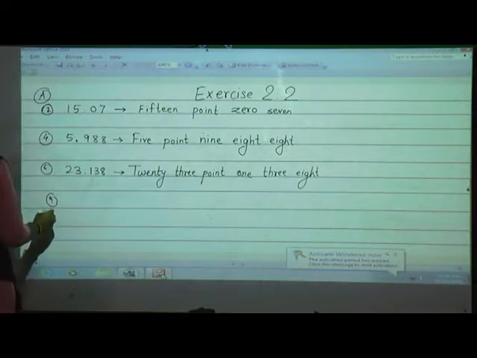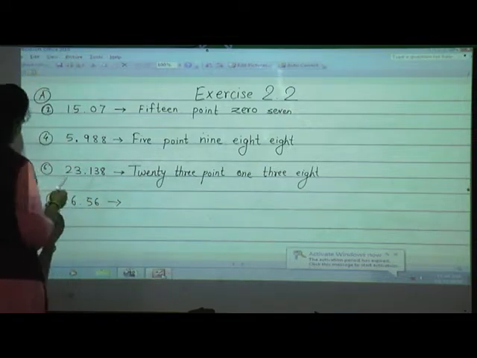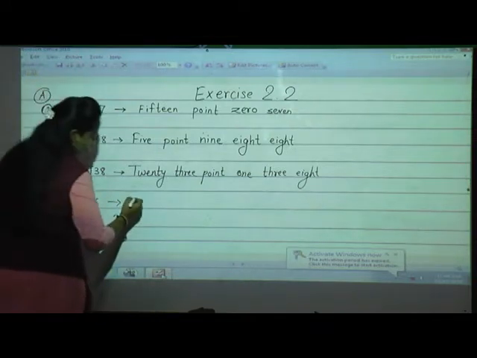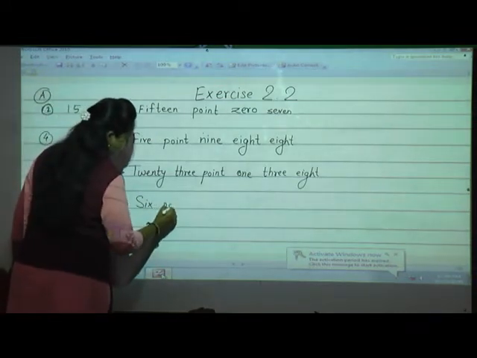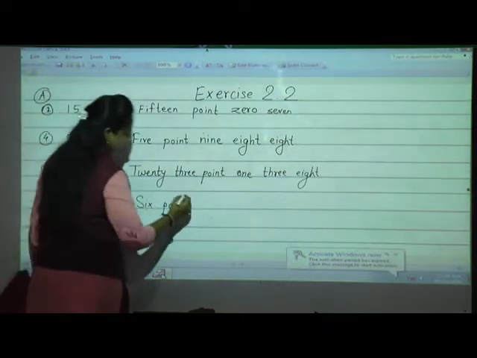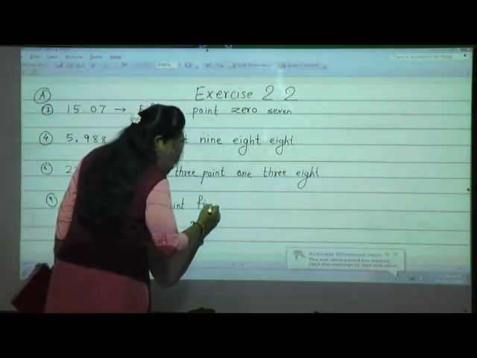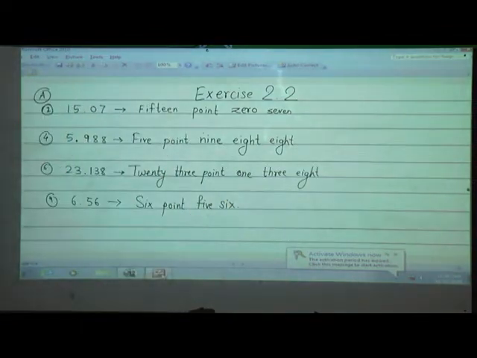Ninth one. 6.56. So write same, 6, then write point, then 5, 6. 5, 6. Clear? Yes, very easy na? The remaining examples you are going to solve by your own. Okay? Now we'll move to the B question.